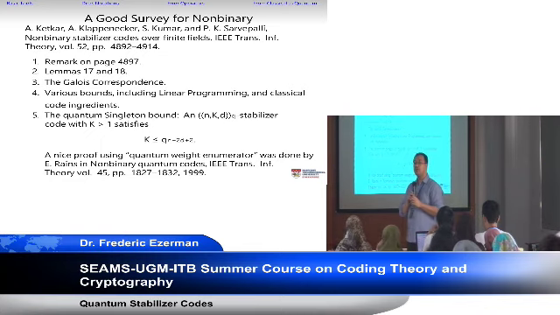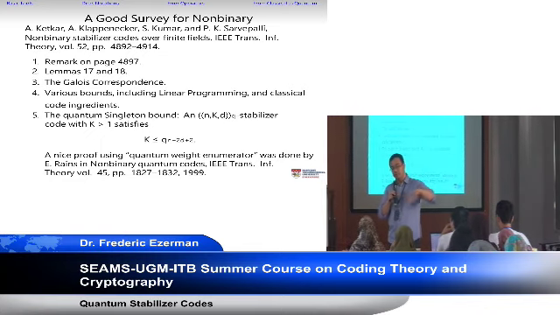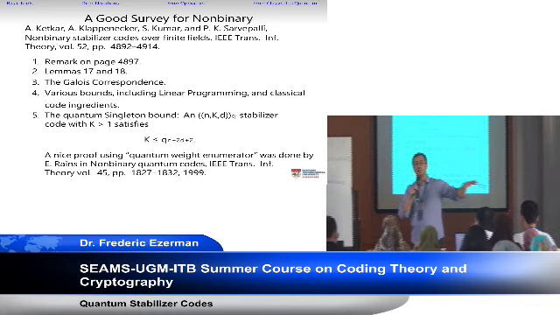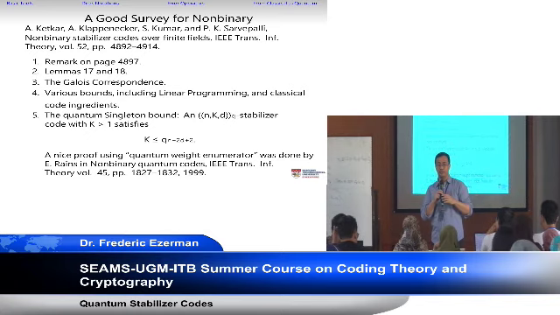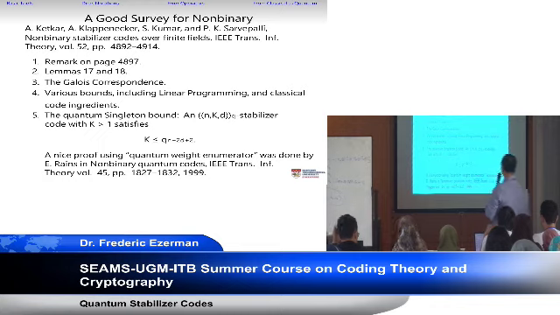We are winding down now. I'm going to give a bit of overview of what happened if you go into non-binary. So a good survey is this. It's a bit old survey, but a few pointers of things that you may want to look into. So the generalization from qubit to qudit. Okay, so qubit is 2, qutrit is 3, and then everything else is basically qudit.